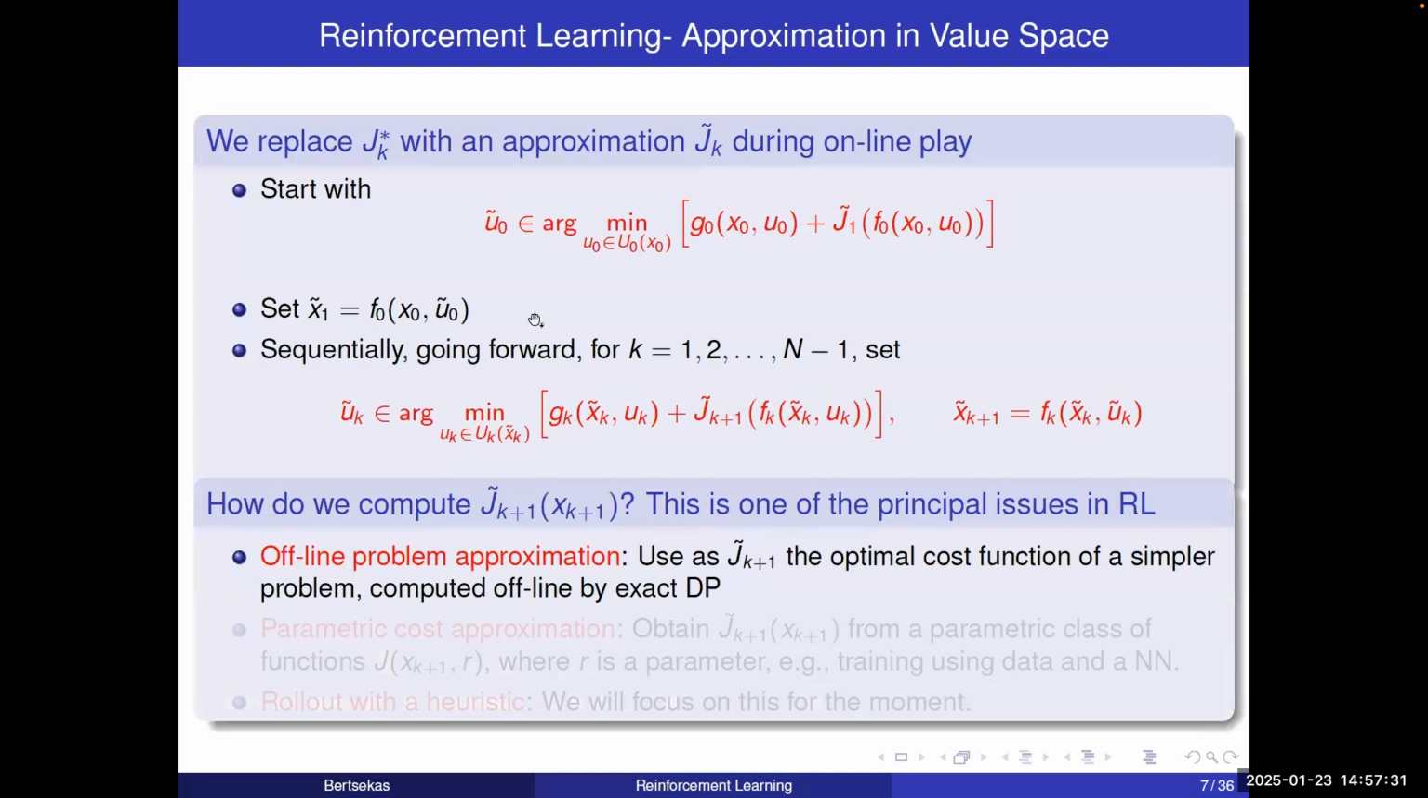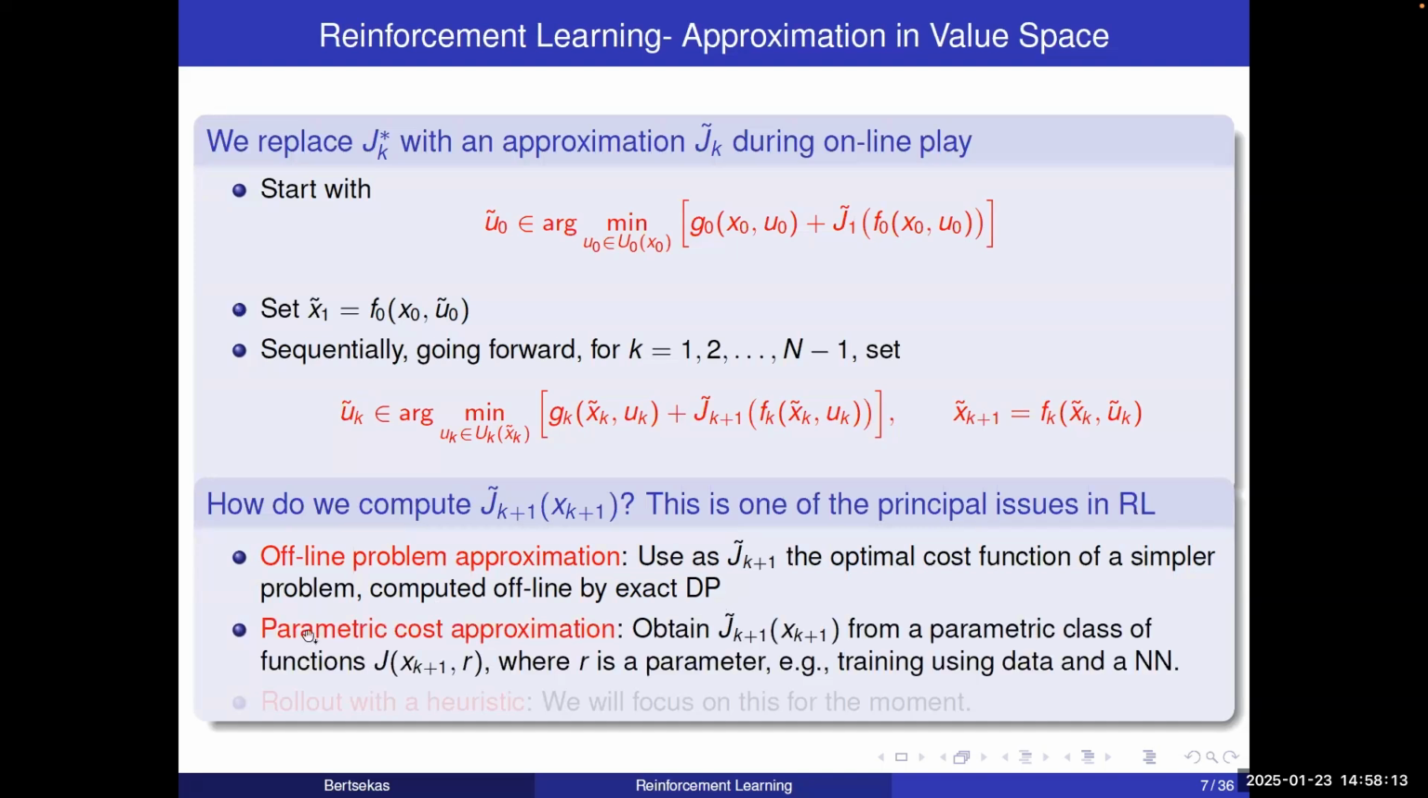So now, how do we compute the J tildes? This is the million-dollar question, and it's one of the principal issues in reinforcement learning. We're going to go through a great number of methods for doing so, but as an outline, let me give you some possibilities. One is to approximate the problem itself, the difficult problem that you have, simplify it, and solve it by exact dynamic programming. And then use as J tilde the optimal cost function of the simpler problem. Okay? That's a natural idea.